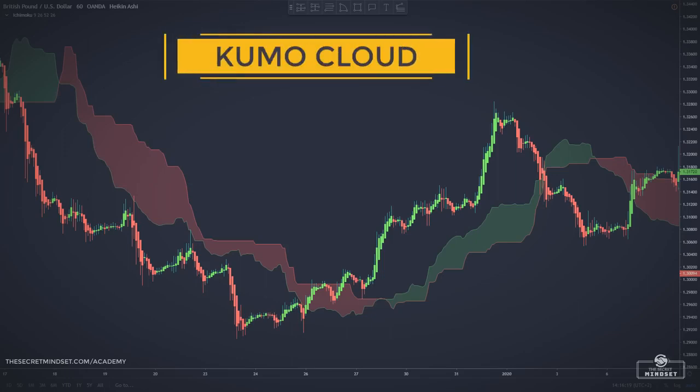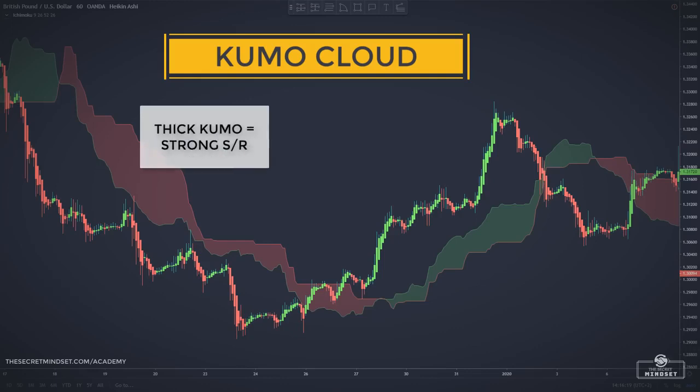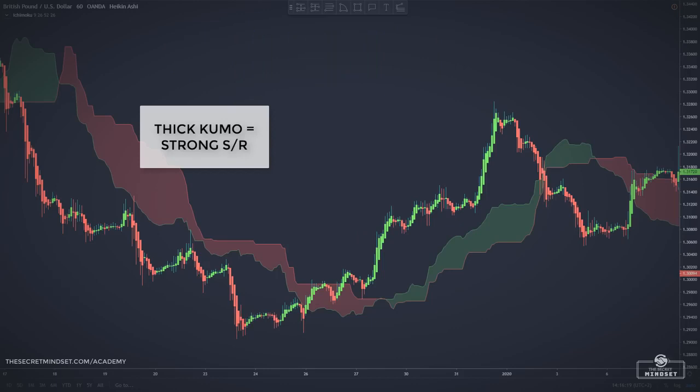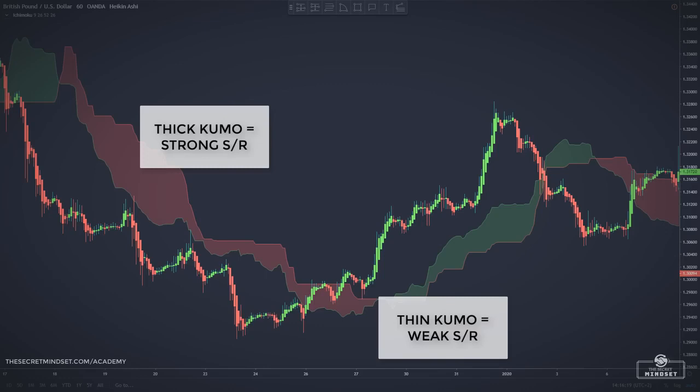The Kumo is typically looked at in terms of support or resistance. If it's thick, then the support or resistance is strong, depending on the position of the price in relation to the cloud. By contrast, if the cloud is thin, then the support or resistance levels are considered weak.